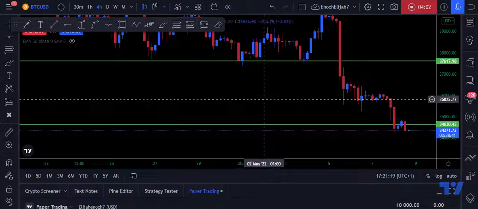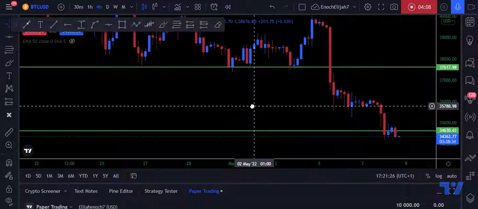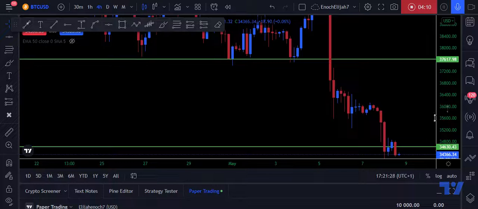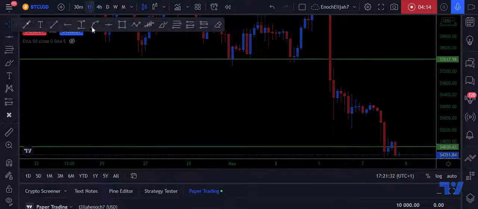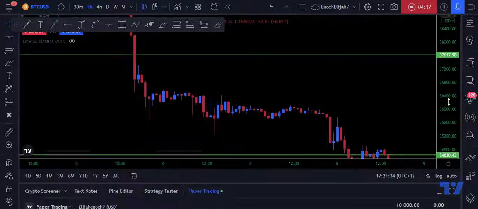This is a choppy or ranging market. That's why I remind people to focus on trending markets and leave the choppy market out of the equation. Most of the time it is just stressful. We are just here. Now let me go to my 1 hour time frame.